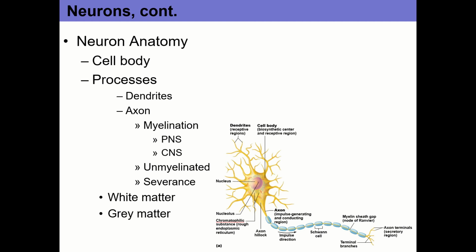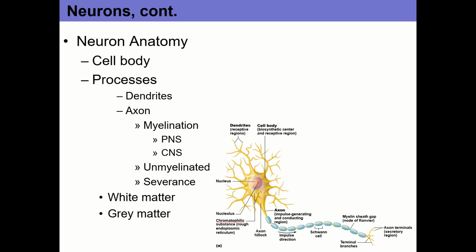One oligodendrocyte can insulate a lot of axons and neurons in the central nervous system. We talked about unmyelinated axons and severance. If you sever an axon, it means you cut it, and we see that sometimes with injury.